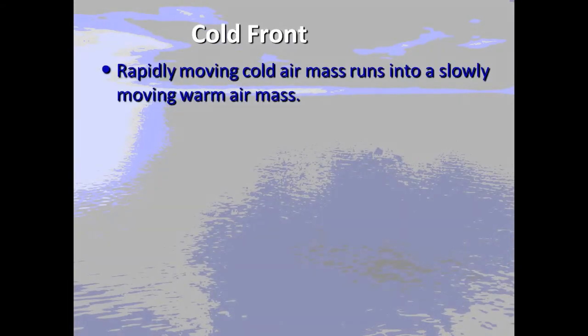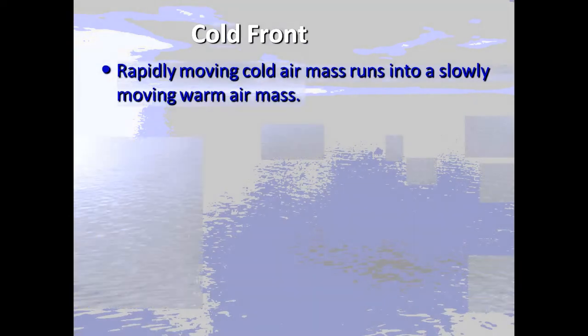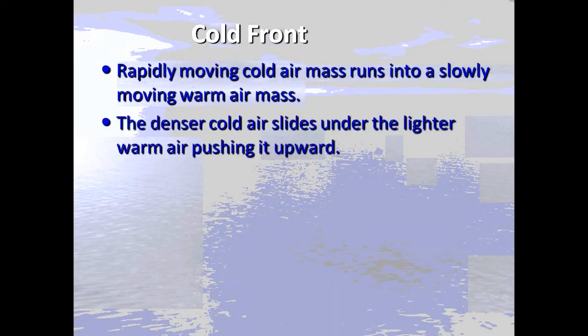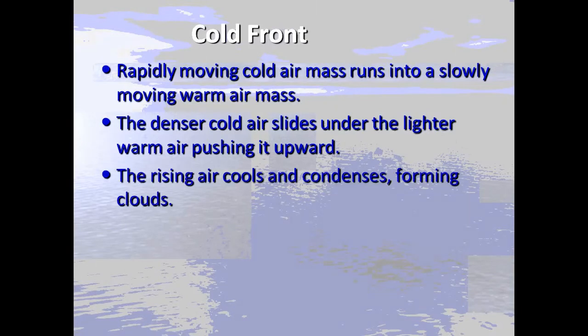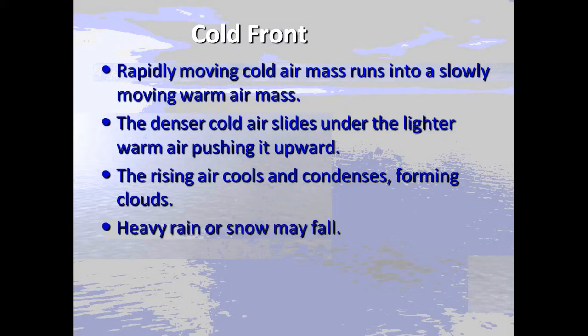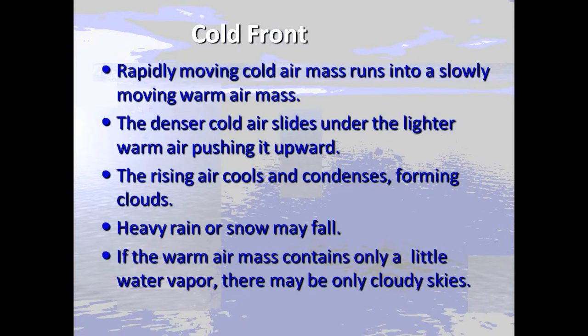So to recap that information, during a cold front, you have a rapidly moving cold air mass, and it runs into the slowly moving warm air mass. And because it's moving, it's able to push that warm air mass. Now, the denser cold air slides under the lighter warm air, and it pushes the warm air up. The rising air cools and condenses, and consequently forms clouds, and you usually see heavy rain or snow may fall, or if the warm air mass contains only a little water vapor, there may only be cloudy skies.